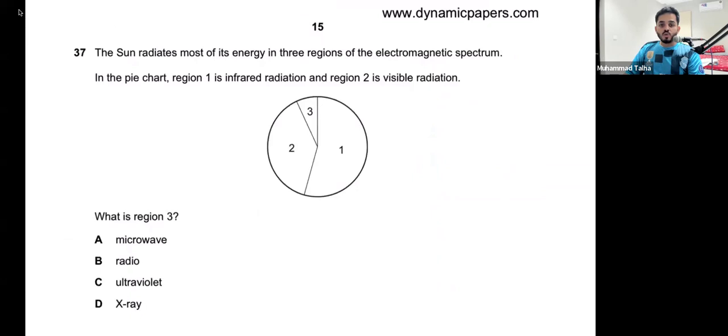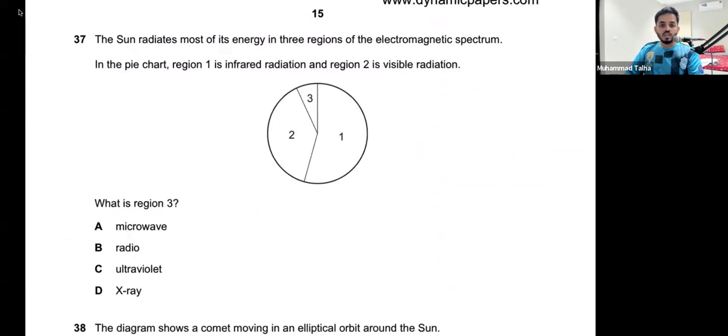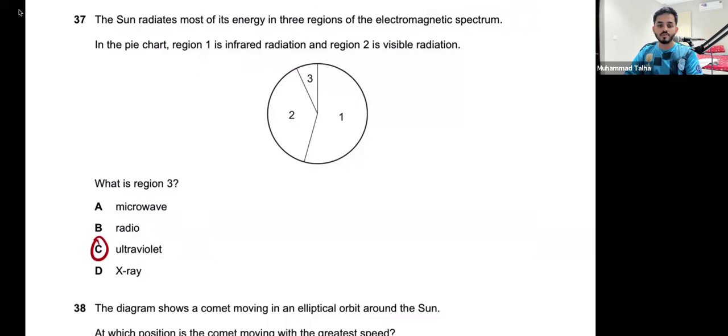37, the sun radiates most of its energy in the 3 regions, which is infrared, visible, and UV, right? So UV is this one. Most of it is infrared. The next major contributor is visible light, and the least is UV.